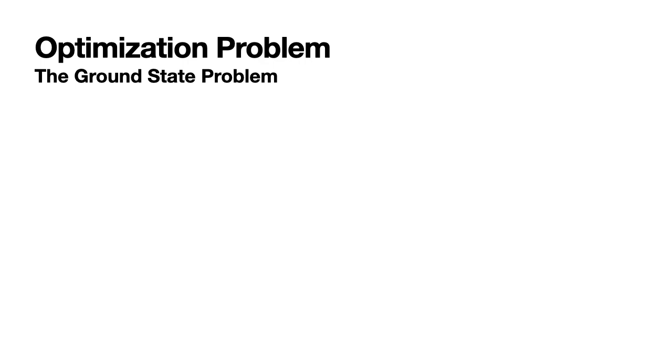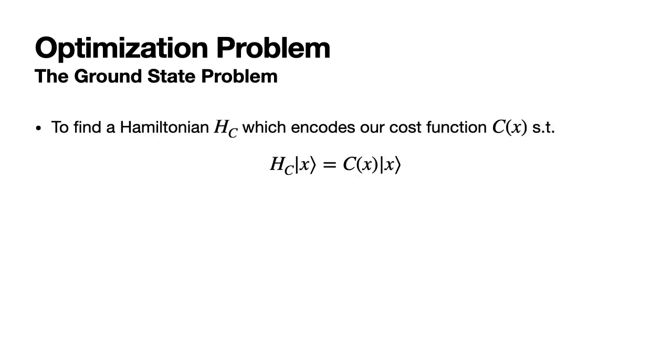The approach is to map or encode the QUBO problem into what is known as the ground state problem in quantum physics and quantum computing. Essentially, we need to find the Hamiltonian operator Hc such that this condition is satisfied, where c of x is the cost function we want to minimize for the original QUBO problem, and ket x represents the computational basis states corresponding to the binary strings x.